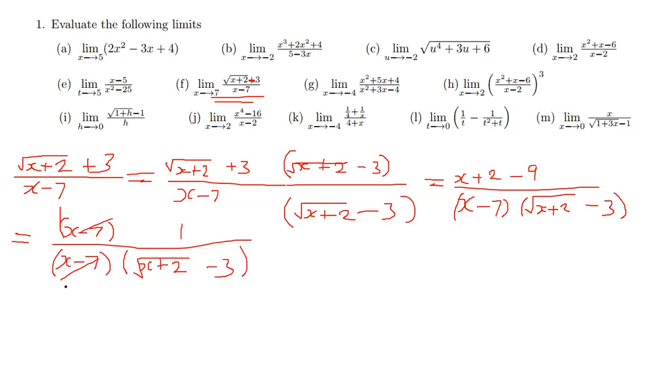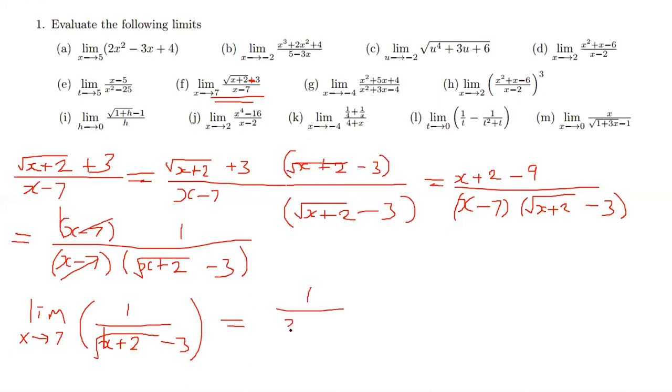Then let us write the limit for that now. We're saying the limit when x approaches 7 of 1 over the square root of x plus 2, and then minus 3. So when you find the limit of this, you replace 7 there, you are going to have 7 plus 2, which is 9. The square root of 9, you get 3, and then minus 3, which gives you 0. It's undefined, because 1 divided by 0 is undefined.